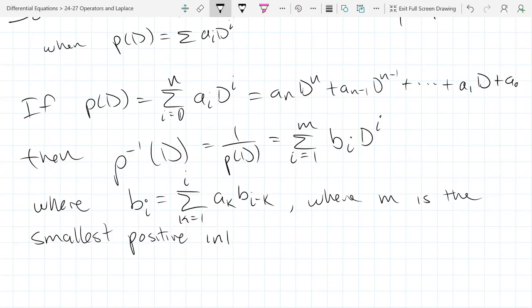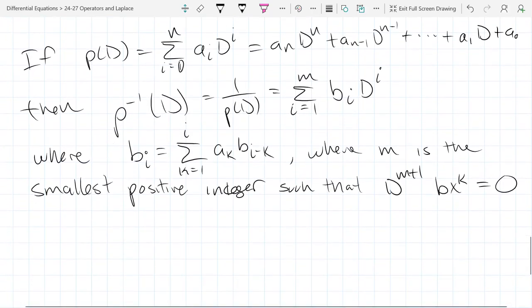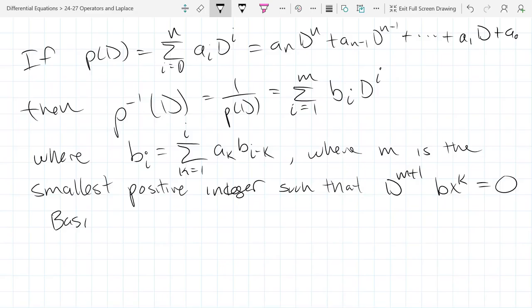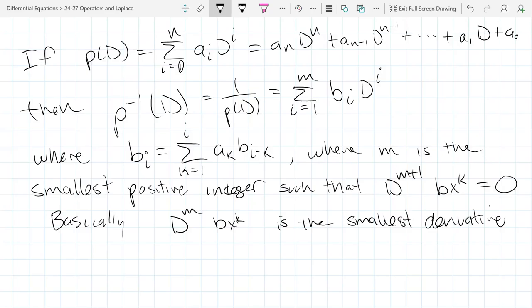Where m is the smallest positive integer such that if I went one more and took a derivative of bx to the k, I would get 0. So basically, D^m of bx to the k is the smallest derivative that matters. After that, they would all be 0.